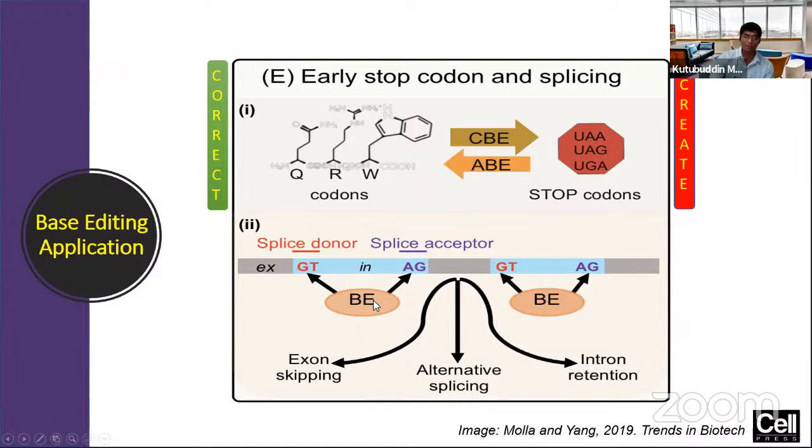So if you apply base editor to mutate this donor, this is called a splice donor sequence, and this is a splice acceptor sequence, if you mutate them with either CBE or ABE, then you could generate exon skipping, alternative splicing, and intron retention. So you could play with the splicing machinery of the cells with the base editor.